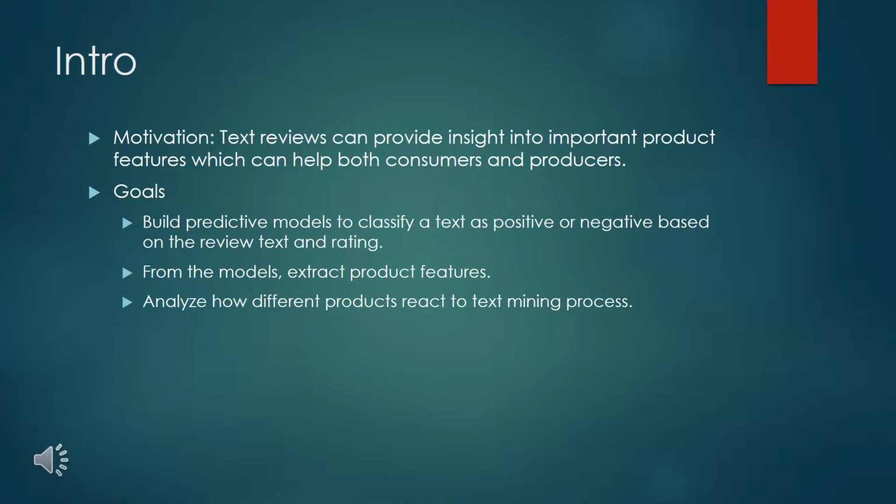So with that, there's three goals with this project. The first, building off of case study 3, is to build a predictive model that uses the text to predict a positive or negative rating. And then from these models, I'm going to try and extract the product features, which would be the most important terms that are used to classify this text as positive or negative. The third goal is to use the first two goals and look at the text mining process overall and compare it across different items, and see how well it works for some items and maybe not so well for other items.